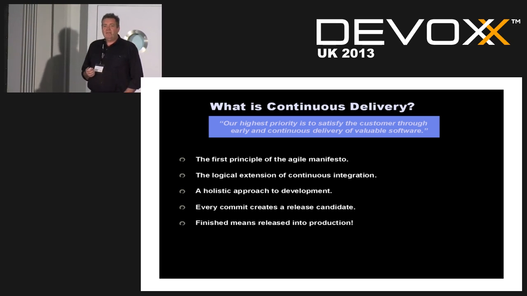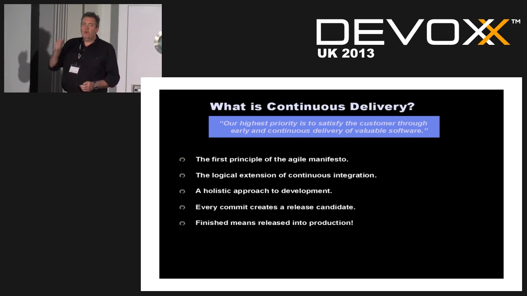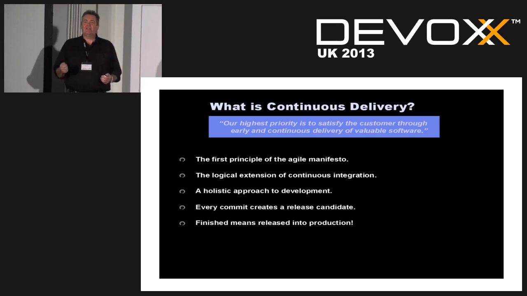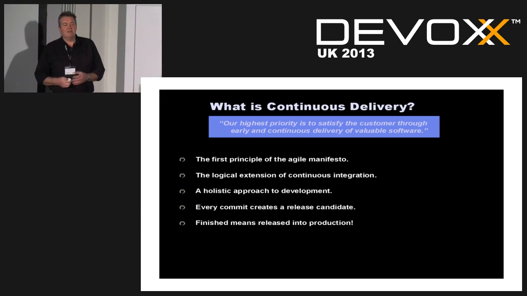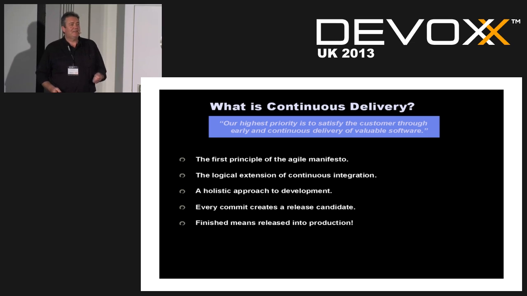Every commit creates a release candidate. This is one of those thoughts that I found useful when I started exploring these ideas. If you think that every time you make a change to the software, it's giving birth to a potential release candidate, the rest of the process is about trying to prove that release candidate is not fit for purpose. You're trying to identify weaknesses and throw it out.